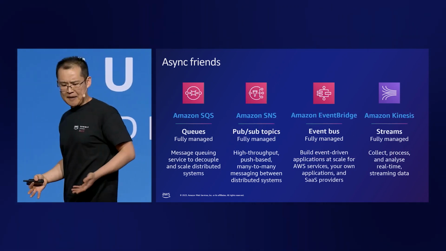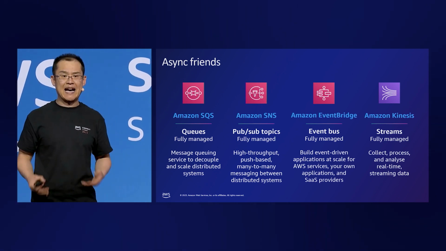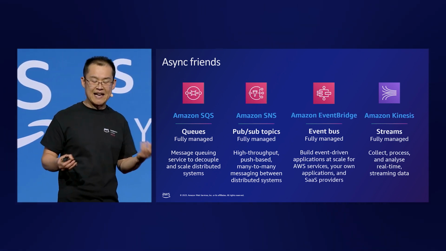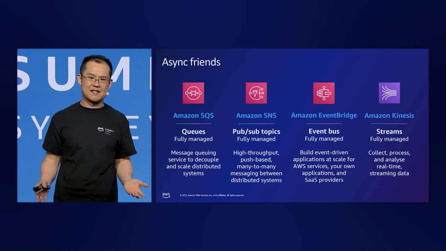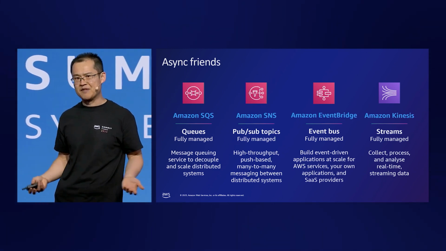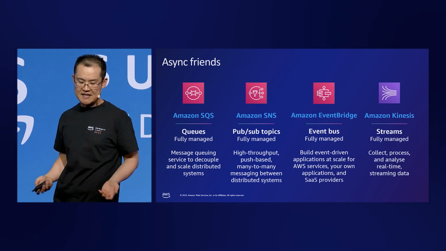SQS is not the only AWS service out there that can help you build decoupled microservices using asynchronous messaging patterns. You can also choose to use SNS for PubSub, EventBridge for Event Bus, and Amazon Kinesis for data streams.